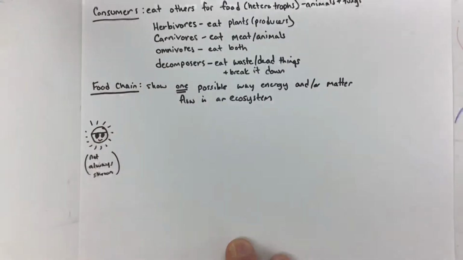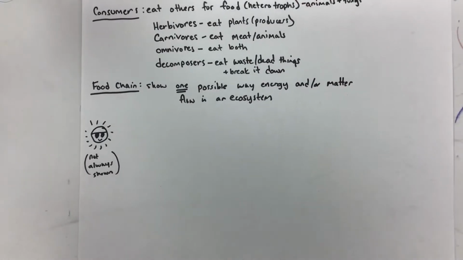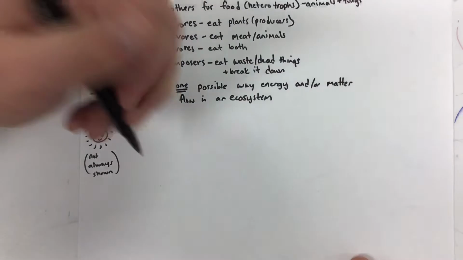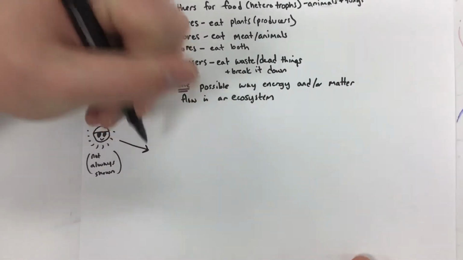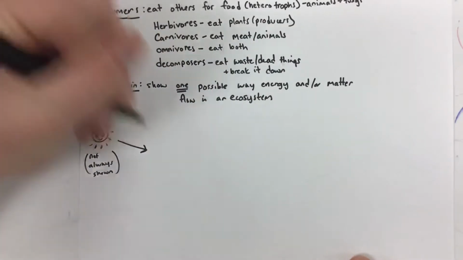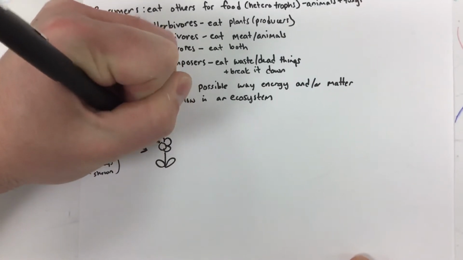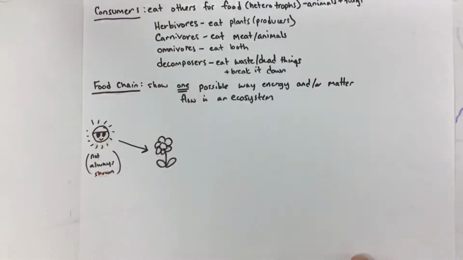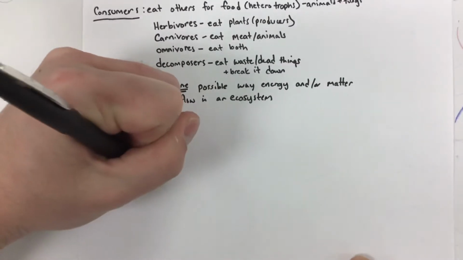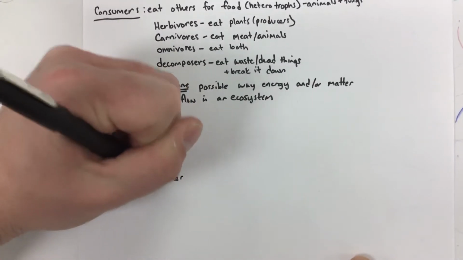So the sun is not always shown. But where does the sun give its energy to? What type of organism that we just talked about? Plants, which are known as what? Producers, yeah. So producers are the first, what is called the trophic level of the ecosystem. We'll talk about trophic levels in a second, but you have your producer.